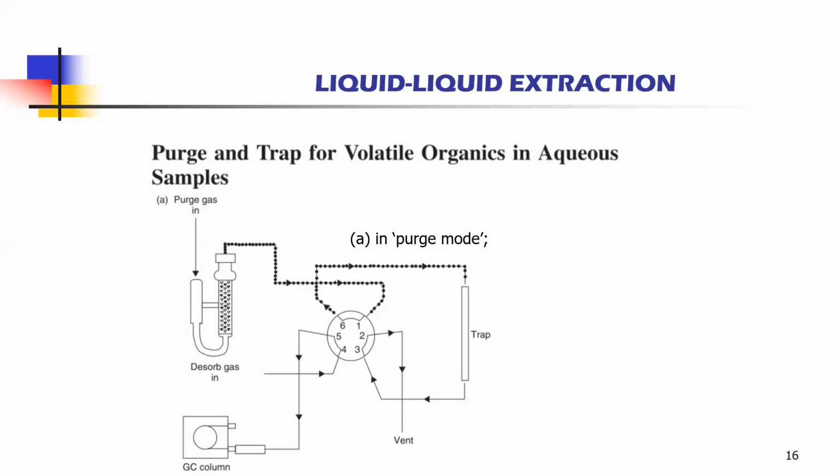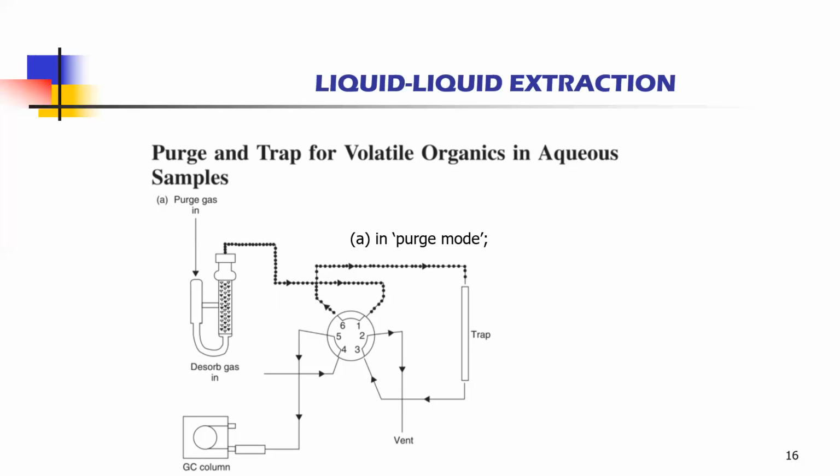If we have volatile organics that we have to extract from an aqueous sample, we are going to use this device. In this device, nitrogen is shown as the purge gas, and we can push that into the purge mode. In this figure, the valves are shown. We have the nitrogen pushing the sample component from one phase into another.